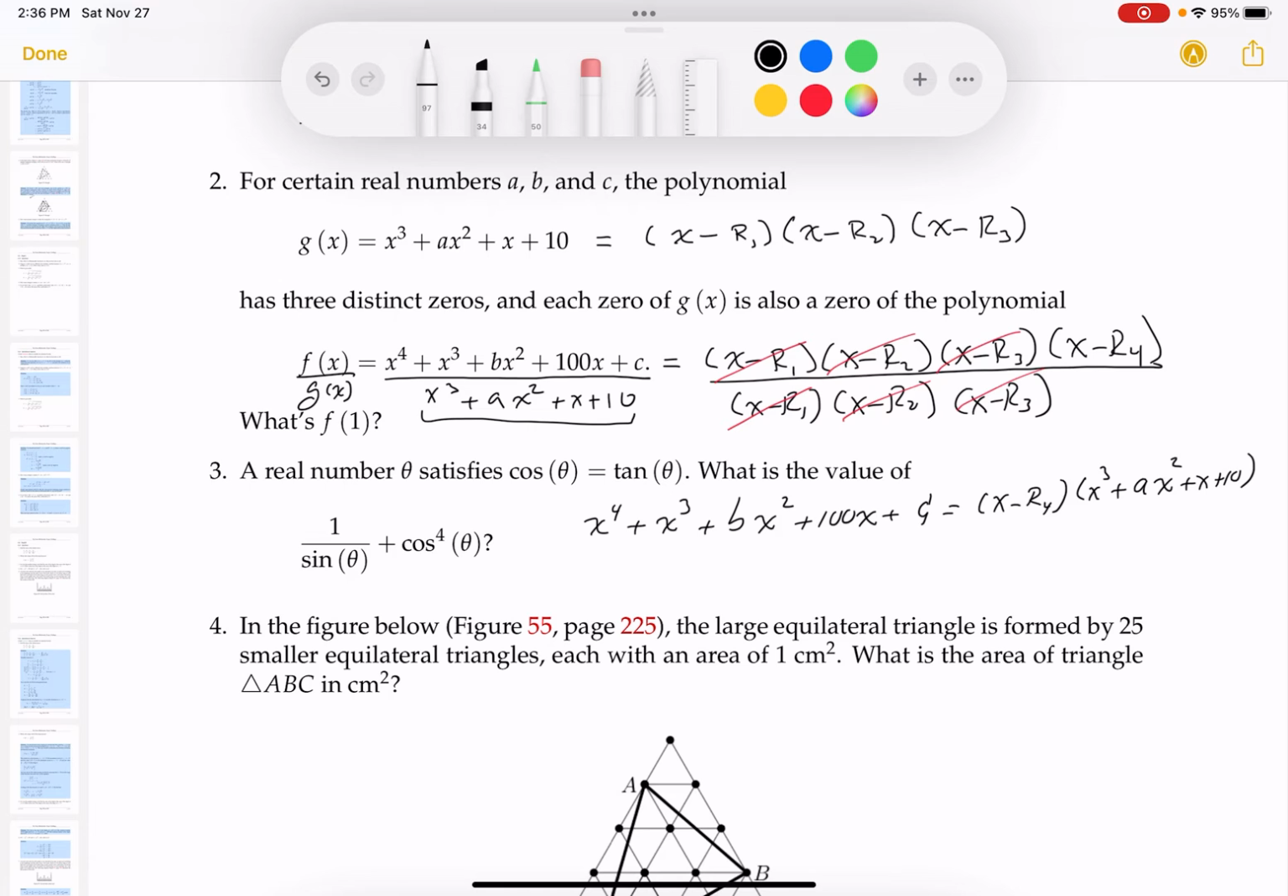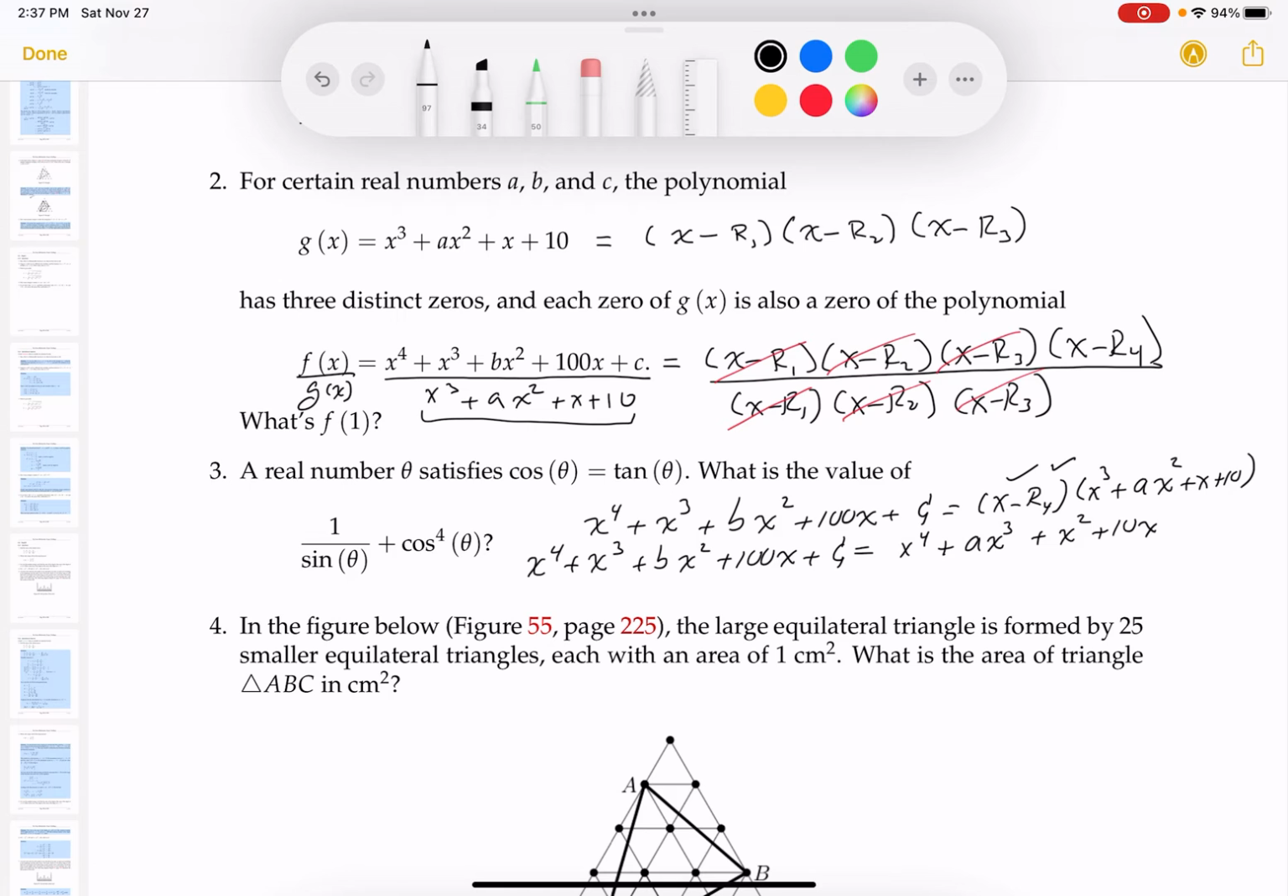And what I'm going to do is equate coefficients now. And someone says, what do you mean by that? I know there's coefficients over here. So it's really, I'll write this down. It's x to the fourth plus x cubed plus bx squared plus 100x plus c. And I'm going to write this down now. So it's going to be x to the fourth plus ax cubed plus x squared, right? Plus 10x.